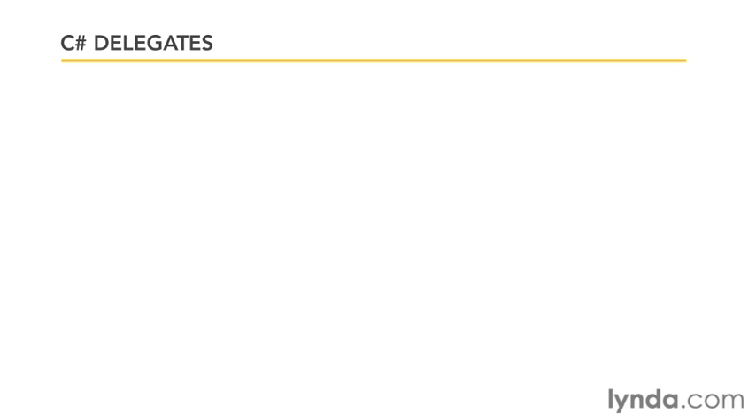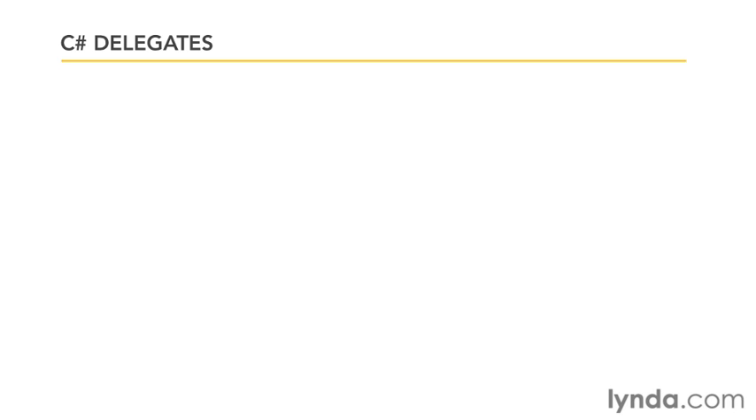The next couple of subjects that we're going to take a look at are fairly advanced, and they are delegates and events. We're going to start off by taking a look at C# delegates. C# delegates are sort of like callbacks that you may have seen in other languages. If you're familiar with programming languages such as JavaScript or Java or C or C++, then you're probably familiar with the notion of a callback function.